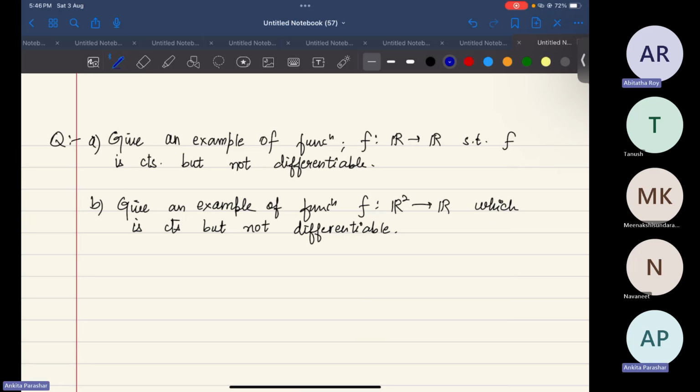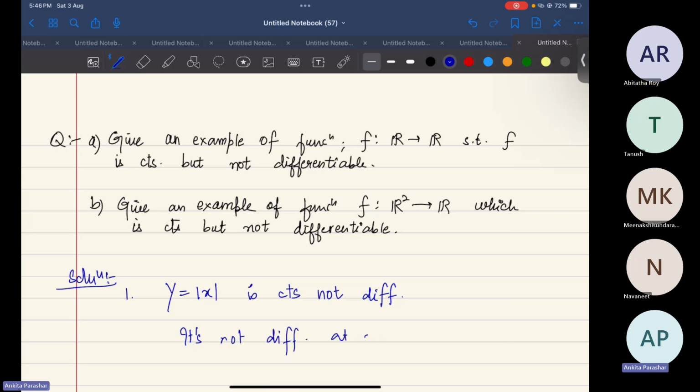Give an example of a function from R to R which is continuous but not differentiable. Y equals mod x. Okay, y equals mod x is one, yes. Any other? And where is it not differentiable, by the way? It is not differentiable at x equal to 0.